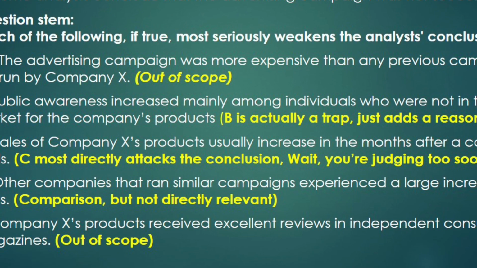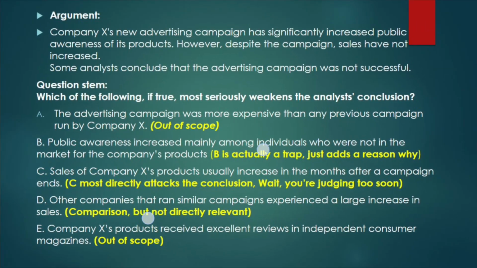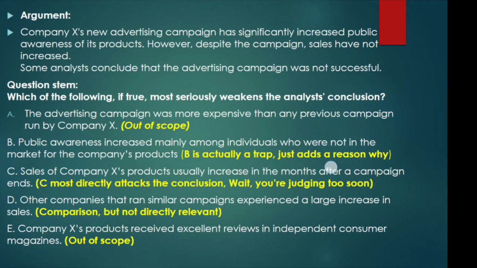Now we go to option D and see E. Option D says other companies that ran similar campaigns experienced a large increase in sales. It is a comparison analogy. This is also weakening the analyst's conclusion, but it is not weakening it directly. It is not directly hitting, so we can dispense with this. Now the last option: company X's product received excellent reviews in an independent consumer magazine. Out of scope means talking about a very different thing. So option C, we will go with this.